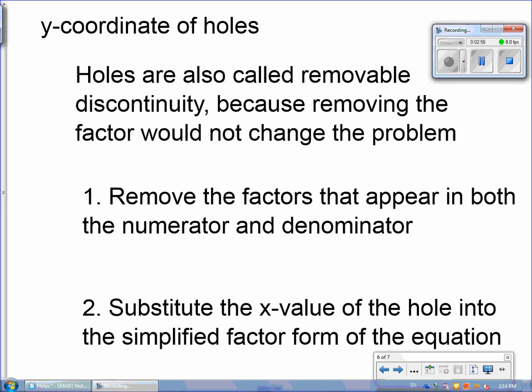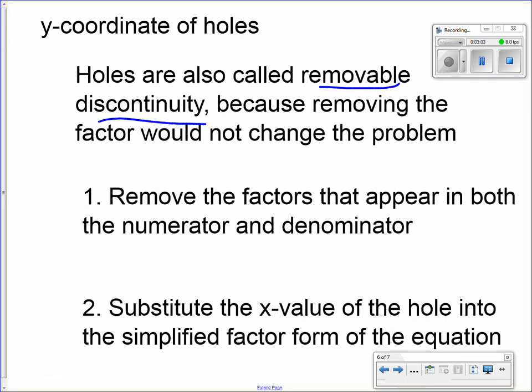Now we're going to talk about how to find the y-coordinate of a hole. A hole is also called a removable discontinuity. Discontinuity because you're not defined there. It's a gap in the function. But it's called removable because you can actually remove the factor and the problem doesn't change.